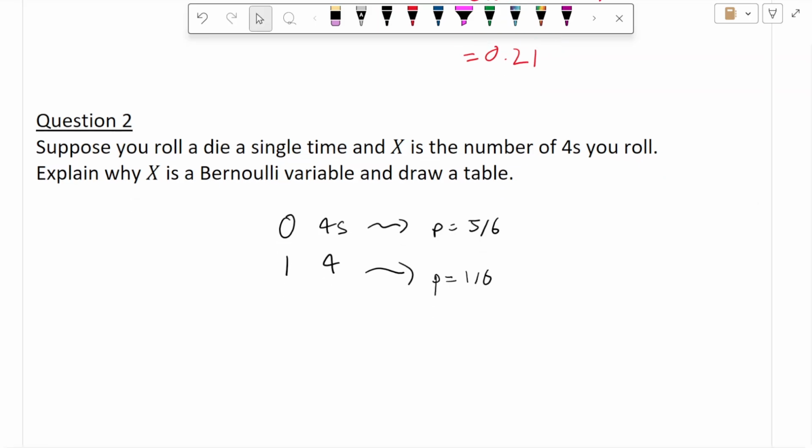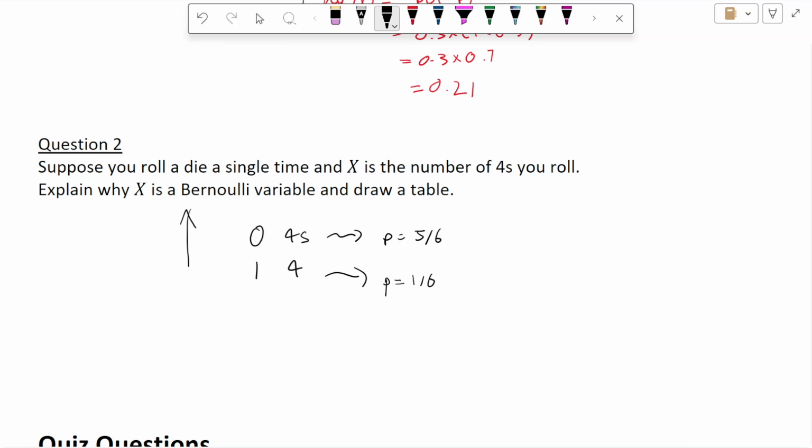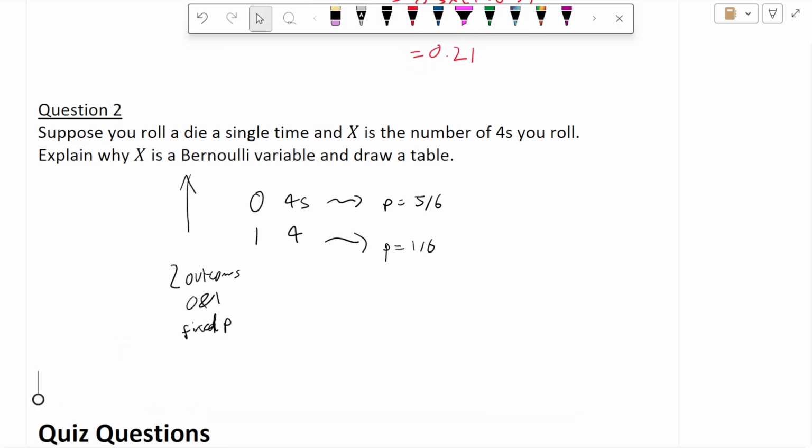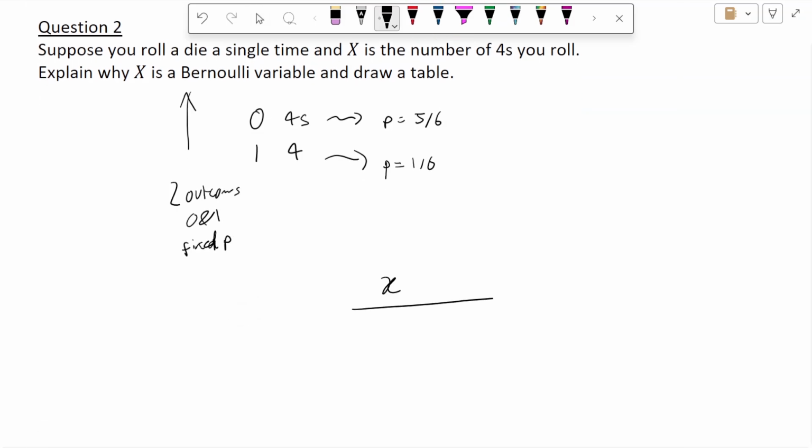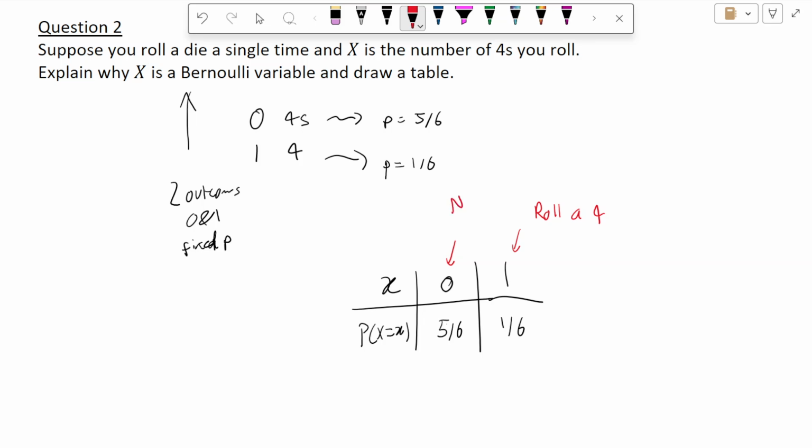Okay, so this is why x is a Bernoulli variable. So it's 2 outcomes, 0 and 1, and it's a fixed probability p. And if we want to draw a table of this, we absolutely can. So our table here would look like this. So 0 and 1, and 1/6 chance of that happening, and 5/6 chance of that happening. So this is roll a 4, and this outcome would be to not roll a 4.